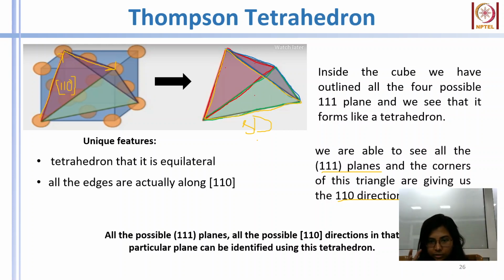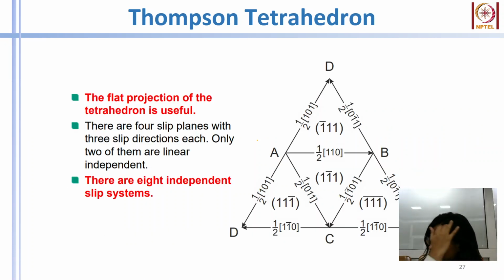However, this is actually a three-dimensional structure, so we can open it out, right? Then we will get something like this. So this is the Thomson's tetrahedron. It is a theoretical concept which is very useful to understand dislocations in FCC. For Thomson's tetrahedron, what are the two points? First, it is equilateral, and secondly, the edges represent all the possible equivalent 110 directions.